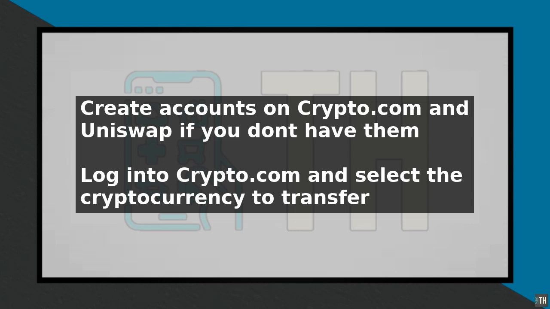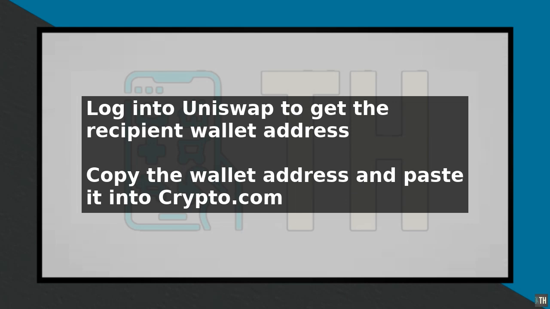Start by logging into your Crypto.com account and clicking on the Account Balance section. Select the cryptocurrency you want to transfer, such as Ethereum, and click on Withdraw. You will be asked to enter the recipient address, which is the address of your Uniswap wallet.